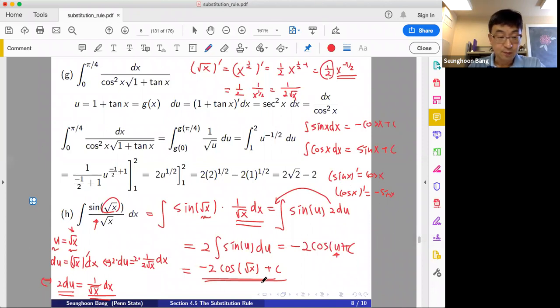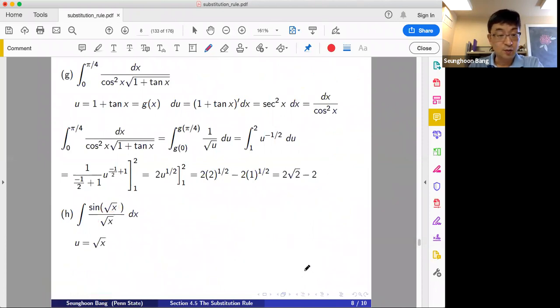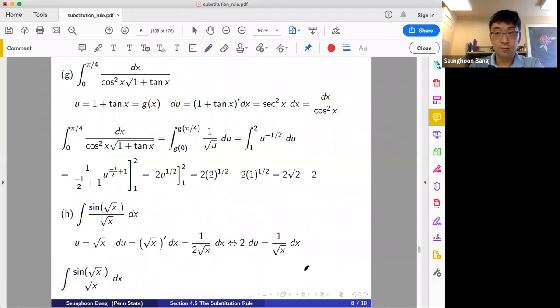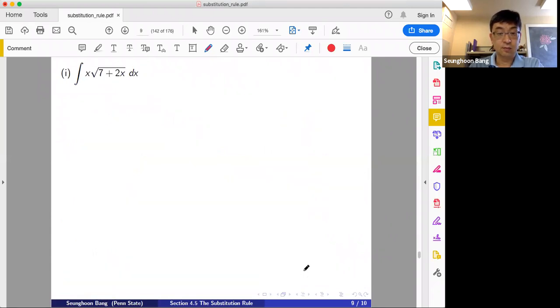Okay. The next one. This one, the same. We don't have an anti-differentiation formula. You can use U substitution. What's it like, U substitution? What's U? Do you know what U is? Could you write your answer on the chatting board? What is U?